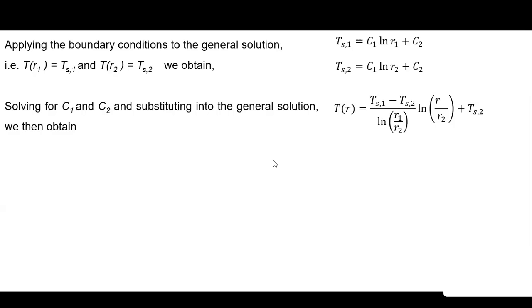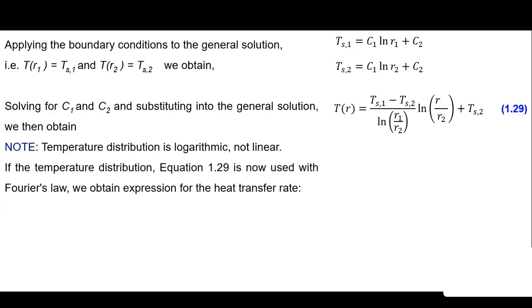In similar lines to the plane wall, we can use Fourier's law. Of course, before that, note that the temperature distribution is logarithmic, not linear. It was linear in the plane wall. You might recall that the temperature distribution equation was a straight line equation, but in this case, it is logarithmic. If the temperature distribution equation, that is equation 1.29, is now used with Fourier's law to obtain the expression for the heat transfer rate, and if you do these calculations, you will get the final equation: 2 pi L k into Ts1 minus Ts2 divided by natural log of R2 upon R1.